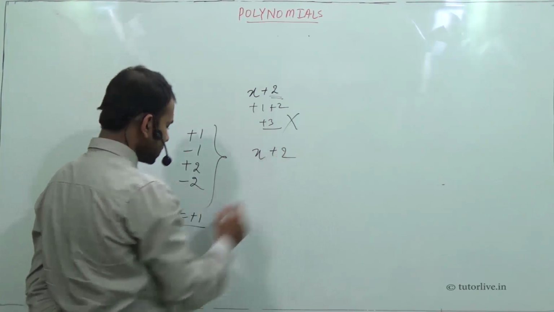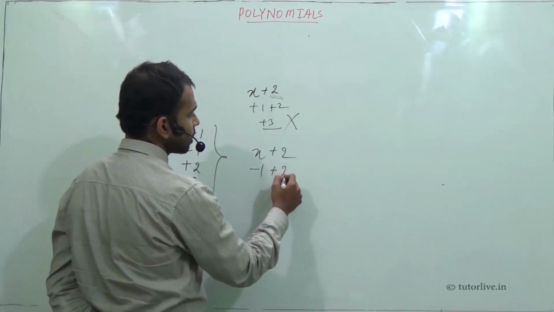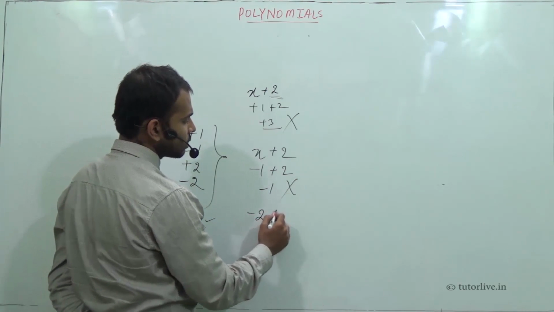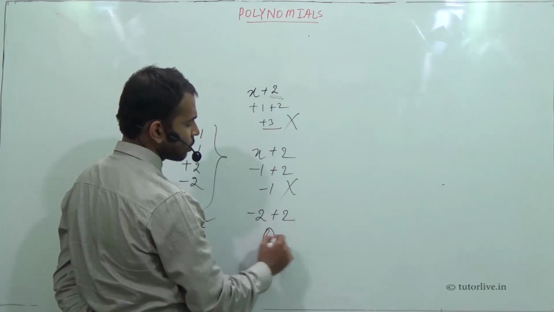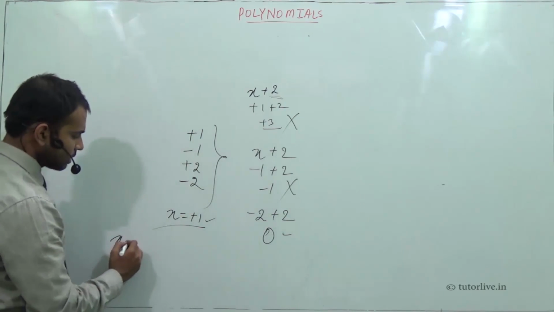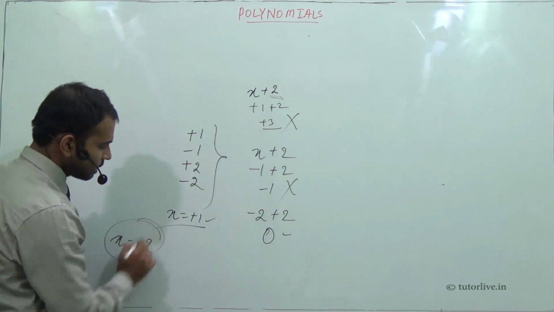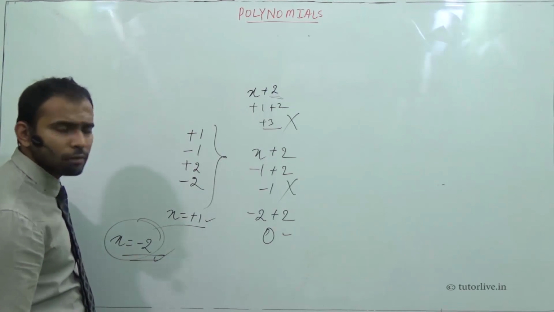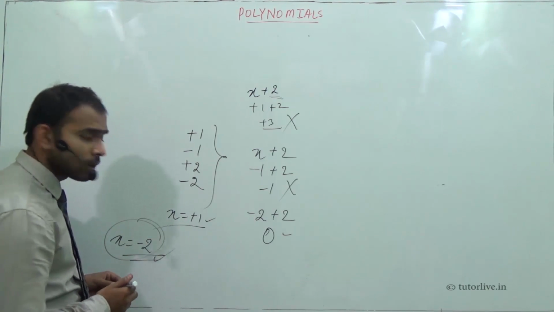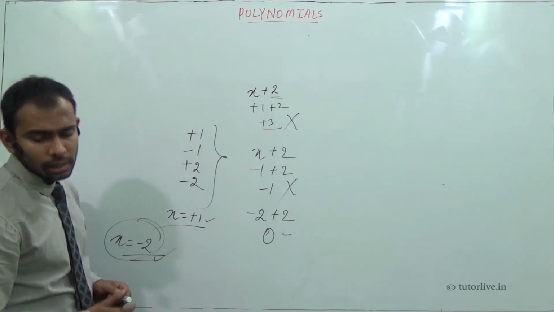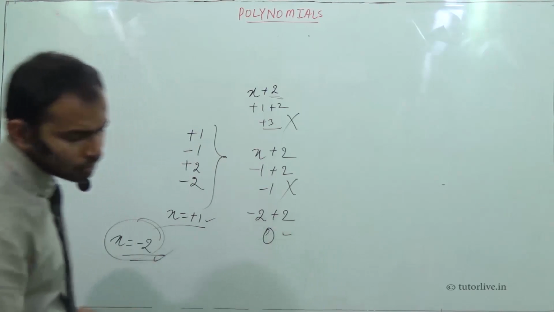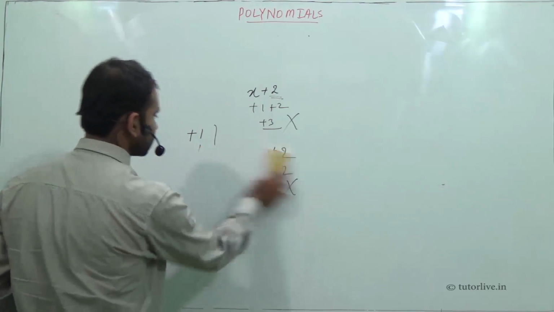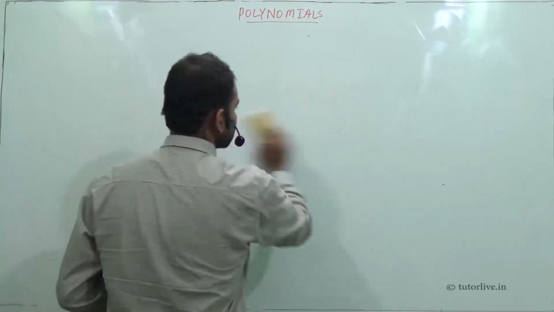X plus 2, we'll place minus 1. So minus 1 plus 2 is plus 1. That is not the zero of the polynomial. X is equal to minus 2, minus 2 plus 2 comes out to be 0. Therefore, x is equal to minus 2 is the zero of the polynomial. Okay. Simple. That's it. We have to find out the zeros of the polynomial. This is how we find out the zeros of a polynomial. Okay, kids? So, now moving on to the exercise.